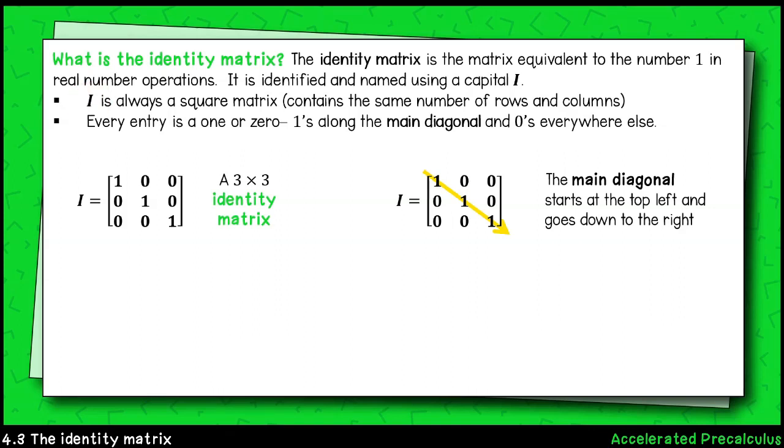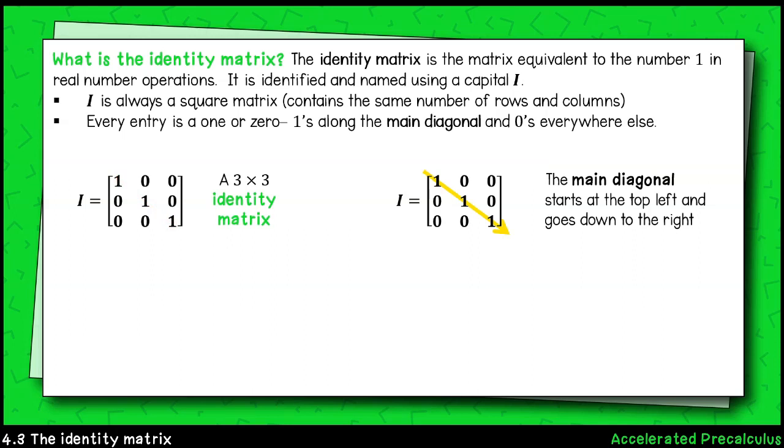The identity matrix is always a square matrix, but it does not have to be a 2 by 2 or a 3 by 3 specifically. It can be any n by n matrix. As I mentioned, every entry is a 1 or a 0. However, the ones appear specifically along what is referred to as the main diagonal. So here's a 3 by 3 identity matrix. As you can see from the top left corner down to the bottom right, we have a diagonal arrangement of ones. The main diagonal for any matrix will run from the top left down to the ground floor, or the bottom row of that matrix.